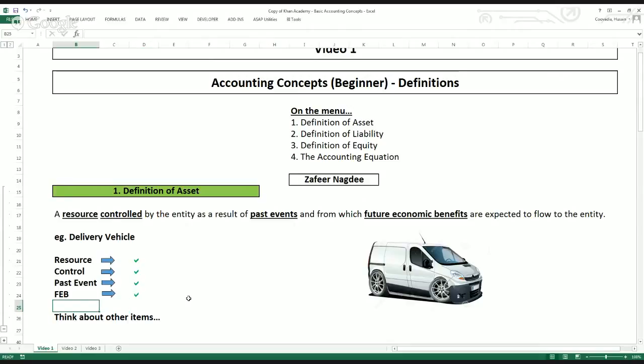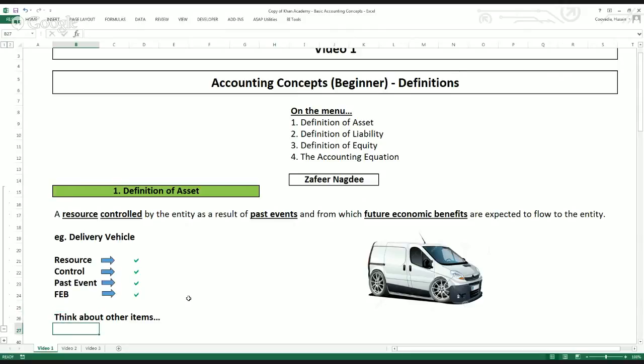So let's quickly recap and see if a delivery vehicle meets the definition of an asset. Is it a resource? Yes, it gives us access to future economic benefits in the form of deliveries. We maintain control over that ability to make deliveries. The past event that entitles us to those future economic benefits would be the purchasing of the vehicle and taking ownership. And those future economic benefits, as we said, would be to make deliveries themselves.